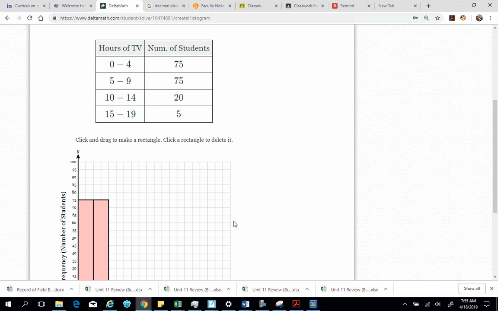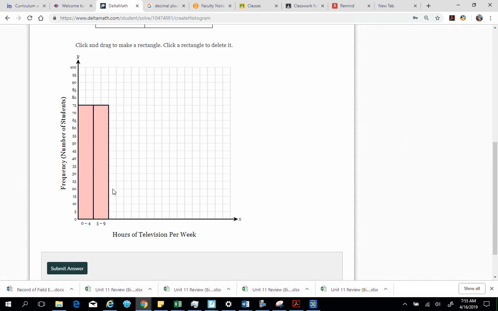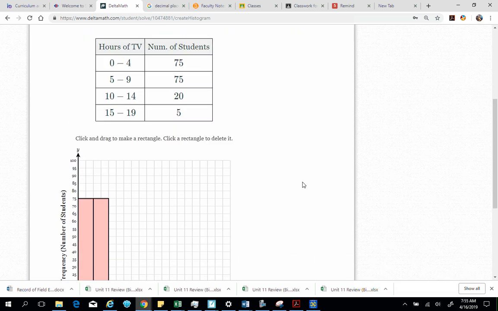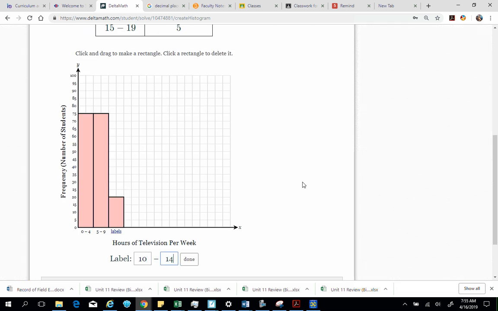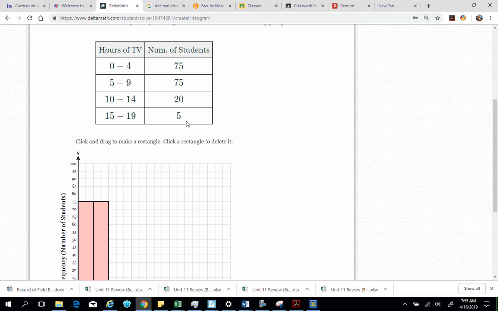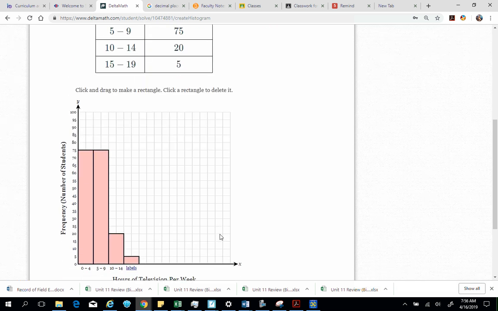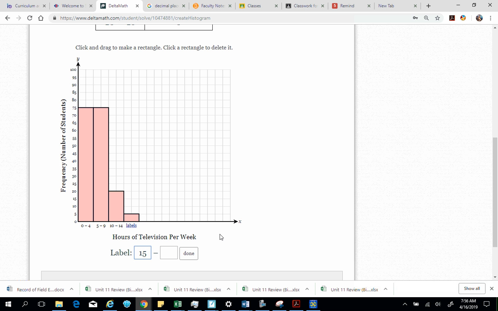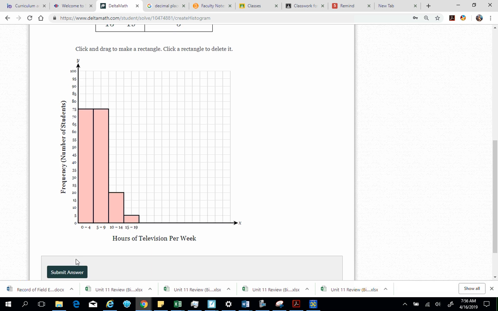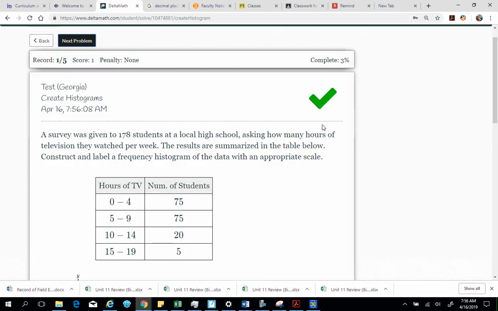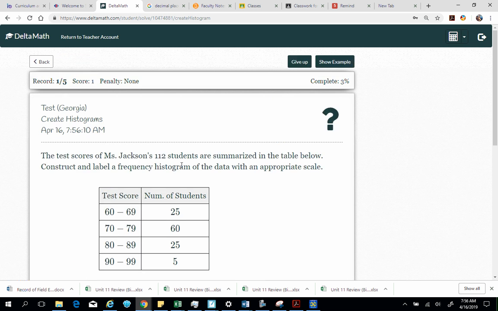Then I go to the next one, 10 to 14. I could see it's 20. So I go down to 20 right here. Do it 2 squares worth. And I do 10 to 14. And then the last one is 5. So I go right here. Make sure to do 2 squares worth. And it's 15 to 19. And then I submit my answer. So you're doing 5 of those.